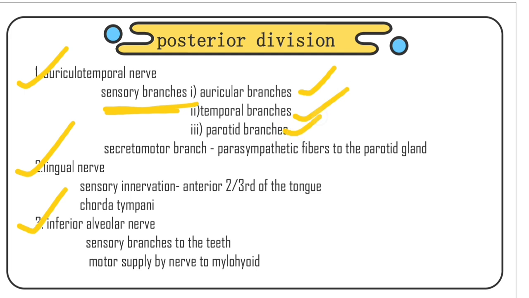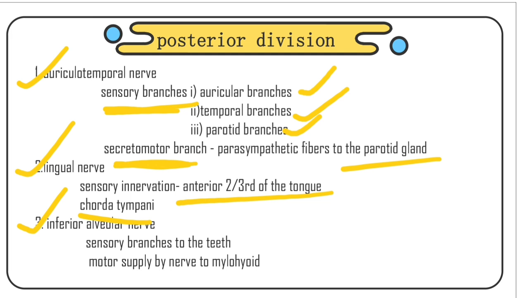Its parotid branches act in a secretomotor function for the parotid gland, providing parasympathetic innervation of the parotid gland. Coming to the lingual nerve, it is the sensory innervation of the anterior two-thirds of the tongue, carrying general sensation from it. The chorda tympani is a branch of the facial nerve, but it joins the lingual nerve in the mandibular nerve.